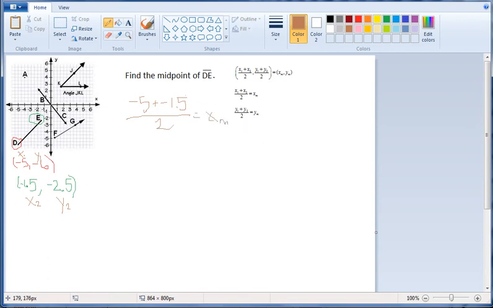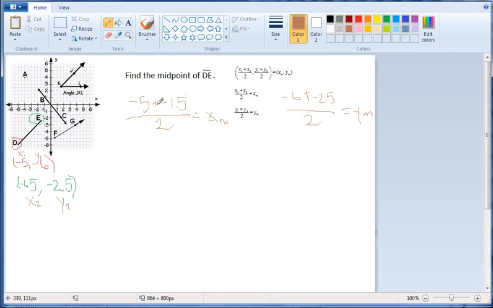And then I'm going to do my y midpoint over here. Same thing. I'm going to do my y1, which is -6, plus y2, which is -2.5, divided by 2. And that's going to give me my y midpoint.